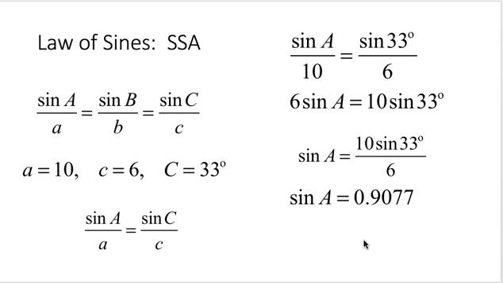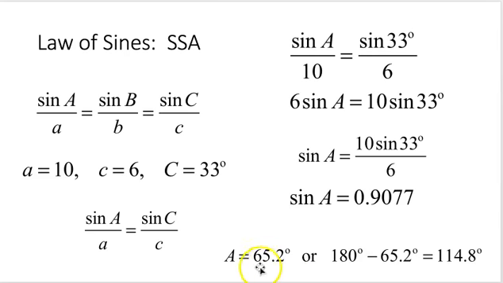But again, we have two possible answers. We have a quadrant 1 possible answer, and we have a quadrant 2 possible answer. The quadrant 1 possible answer is just the inverse sine of 0.9077. The quadrant 2 is 180 minus that. So what does that give us? Inverse sine of 0.9077 is 65.2. 180 minus that gives us 114.8.